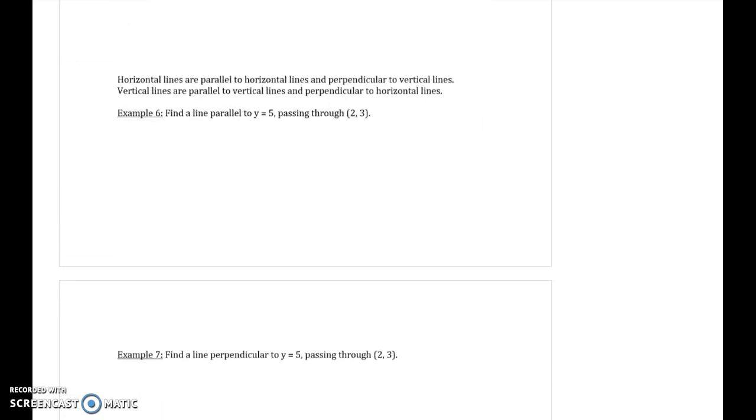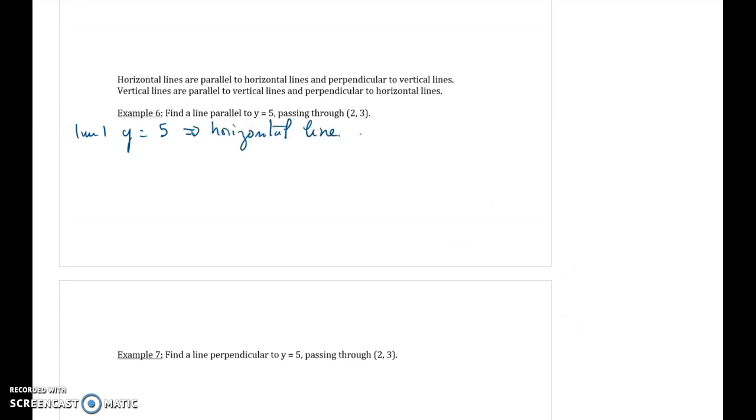Let's try to do problem number 6. On problem number 6, what do we have? We have: find a line parallel to y equals 5 passing through the point 2, 3. It is exactly the same thing. So we have a line number 1 defined as y equals 5. Well, y equals 5, y does not depend on x, so no matter what value of x I choose, y will always be equal to 5, which means we have a horizontal line.